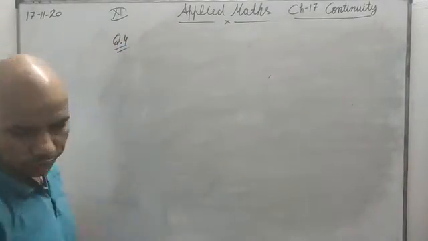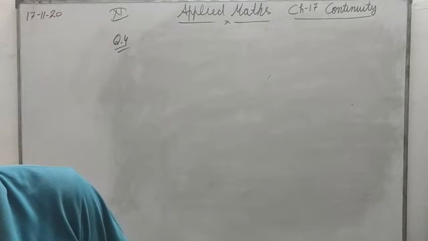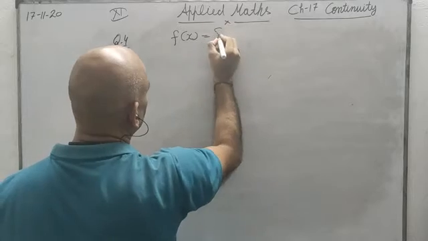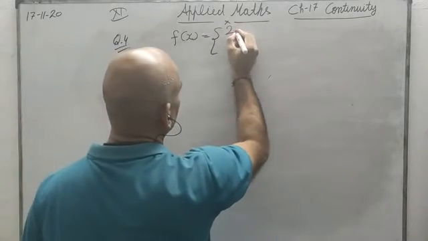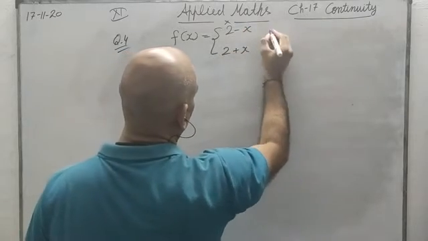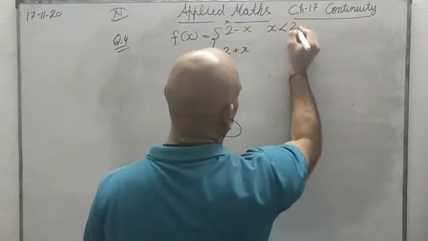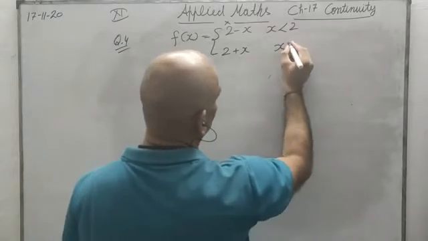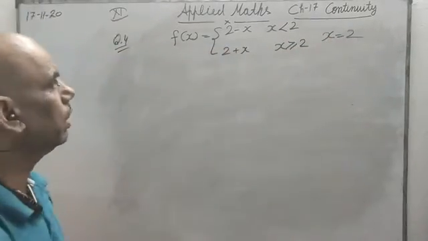So question number 4 of mine is saying, discuss the continuity of the function f(x) at x = 2. So f(x) is to be checked as 2 minus x, 2 plus x. It is 2 minus x when x is not more than 2, and 2 plus x when x is more than 2. The function is this. At x = 2, you will have to check the continuity.